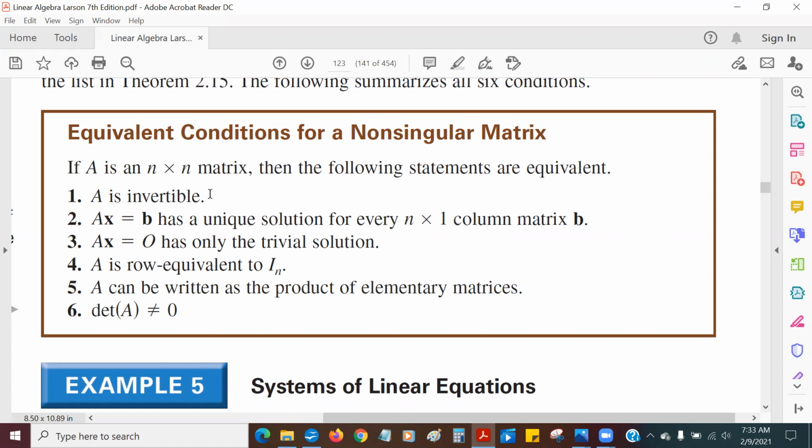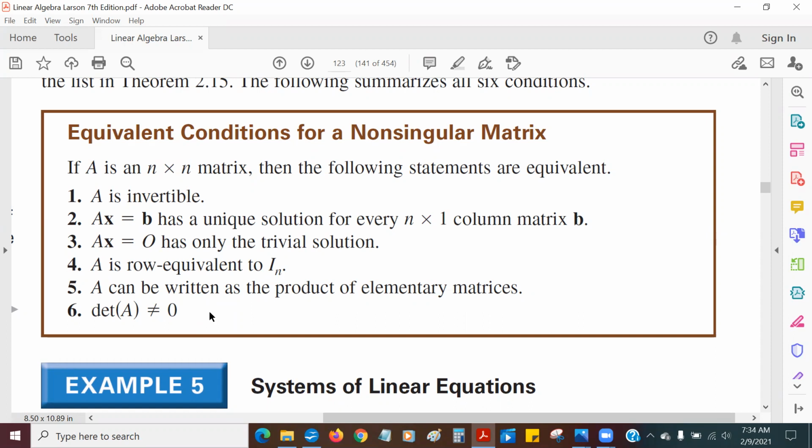A is invertible. AX equals B has a unique solution. AX equals 0 has only the trivial solution. A is row equivalent to the identity. A can be written as a product of elementary matrices. And now condition number 6, the determinant of A does not equal 0. So all 6 of these things are equivalent, which means if I know any one of them, I know all 6. That's very nice, because if I want to prove something has only a trivial solution, I could prove that the determinant is non-zero. I have all those options, but they're all equivalent.